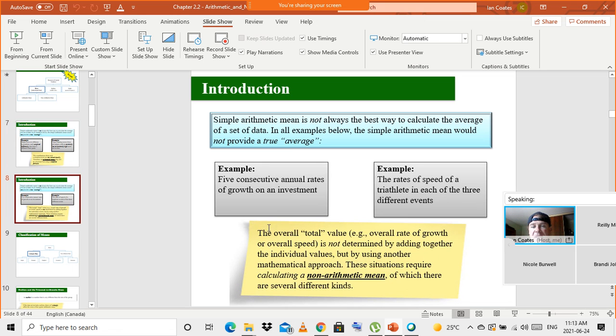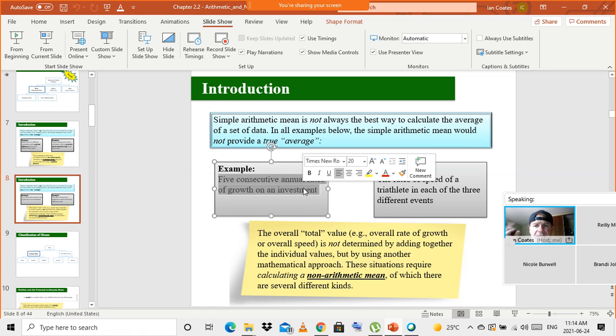Some more examples here. If you invest money into the bank, and you see the example here, 5 consecutive annual rates of growth on an investment. So let's say I invested $100 at first year at 10%, and then second year at 15%, and then 17%, and then 18%. How can you measure these? And we'll show you guys this, okay?